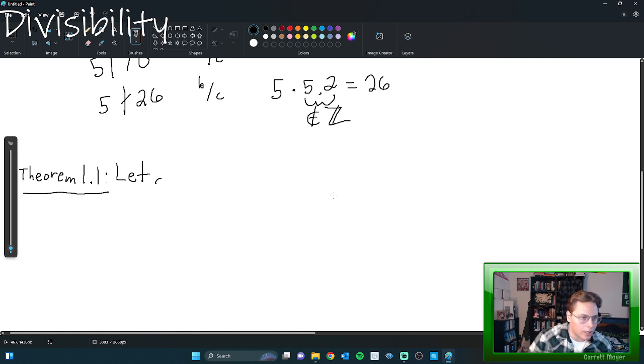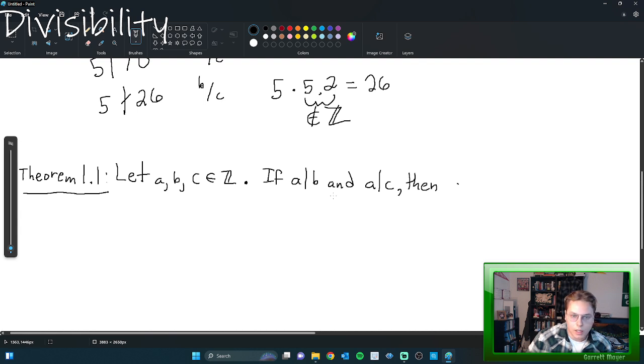So we're going to let A, B, and C all be integers. If A divides B and A divides C, then A divides B plus C.